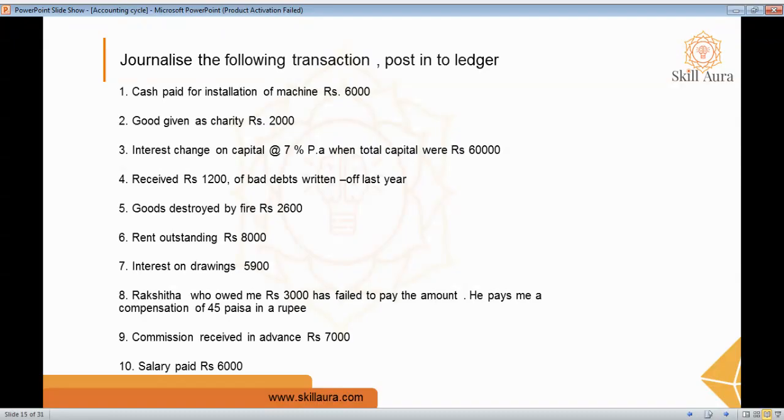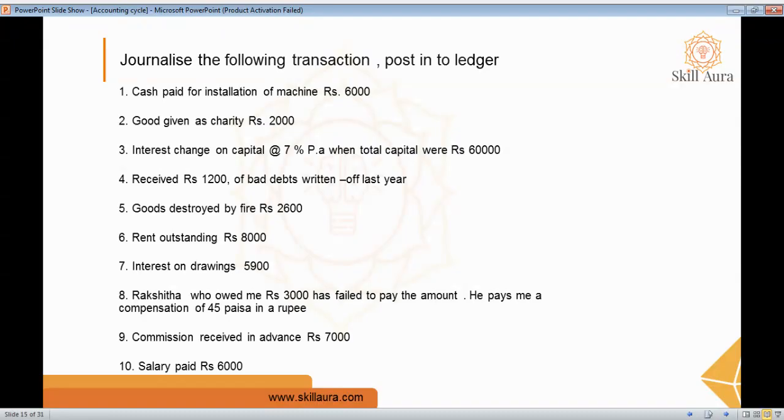The next one is receive 1,200 of bad debts written off last year. Here you'll have two accounts, that is cash account and bad debts written off. Cash will be debited here and the bad debts written off will be credited here. So when you go and enter in the bad debts account, you'll debit the cash account, and you'll credit the bad debts in the cash account. This is how you enter it.